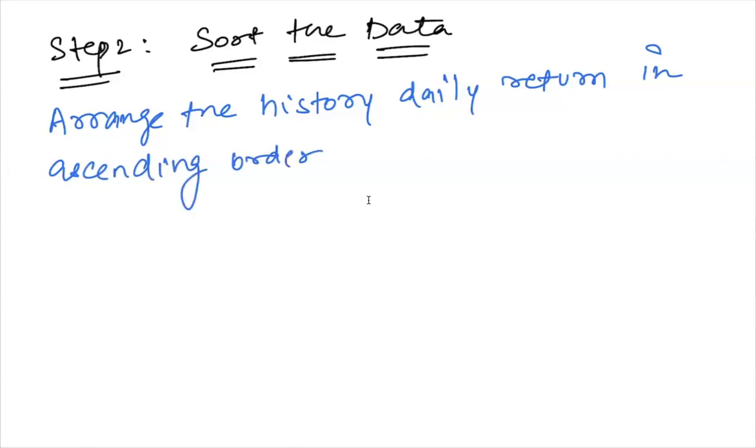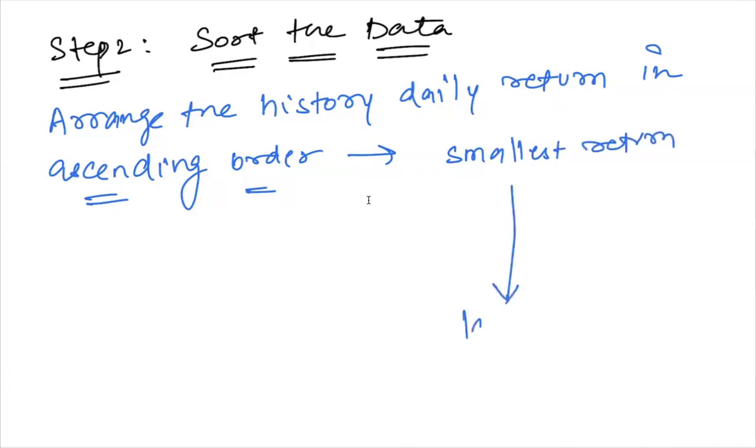Okay, which basically means that when I say arrange the returns in ascending order, it means from the smallest return to the largest return. Okay, arrange it in ascending order.